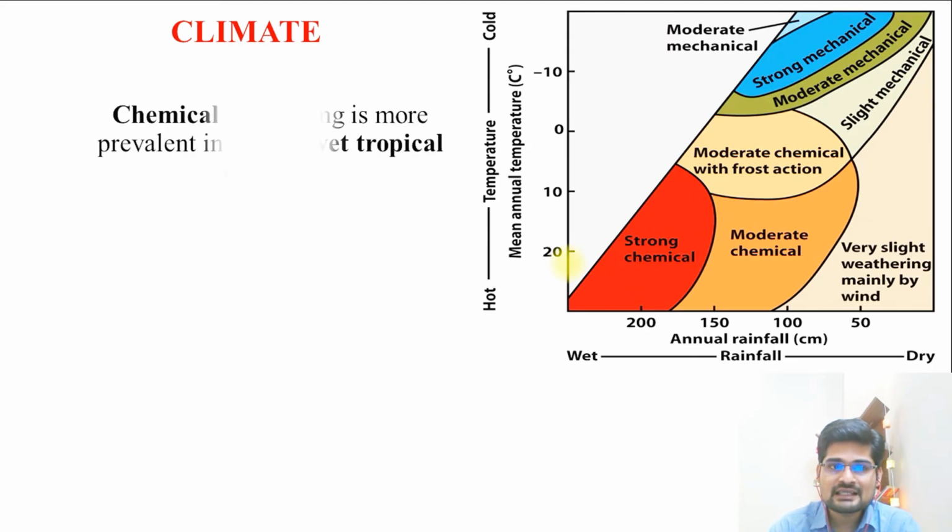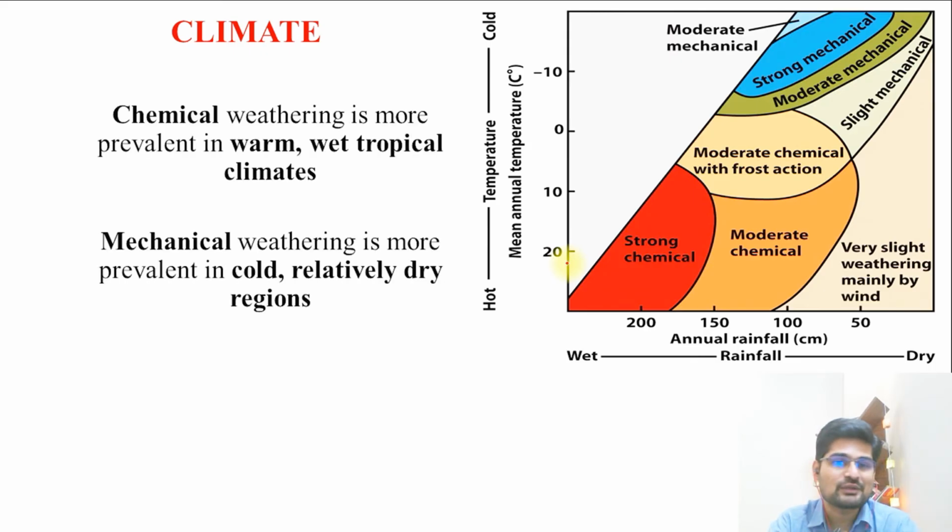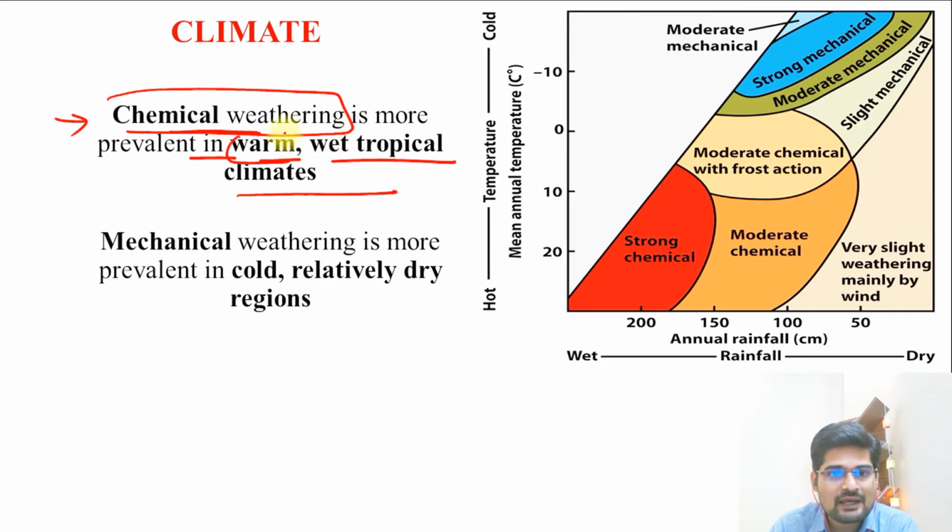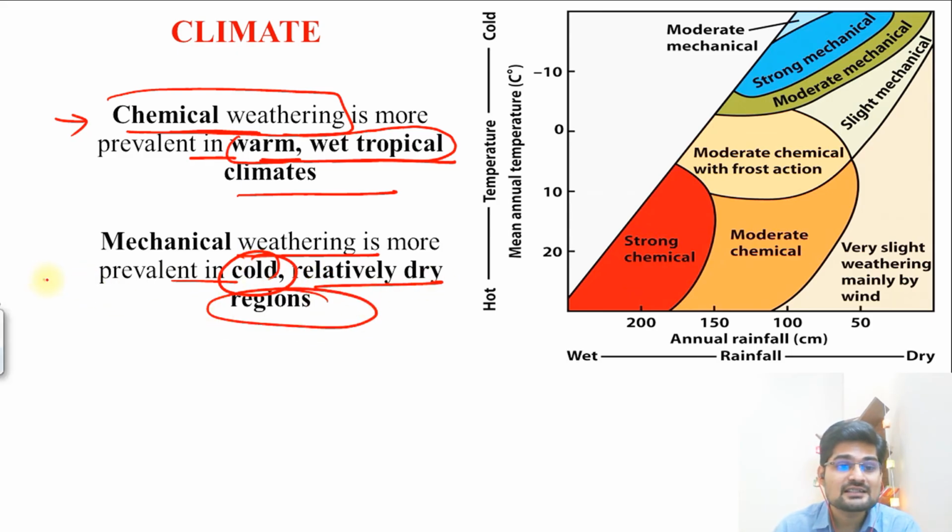Then further, we have the next factor that we already know, that is climate. It is one of the biggest influencers. And how? Let's understand. So chemical weathering is more prevalent. Now remember, this can be asked as a multiple choice question. So chemical weathering is a function of what? Warm, wet tropical climates. So remember this warm and wet tropical climate. Now mechanical weathering is more prevalent in colder, relatively drier regions. So these are the two statements related to climate and weathering that we need to remember. So if it is warm and wet, what will happen more? Chemical weathering. But if it is cold and dry, then mechanical disintegration is more pronounced.